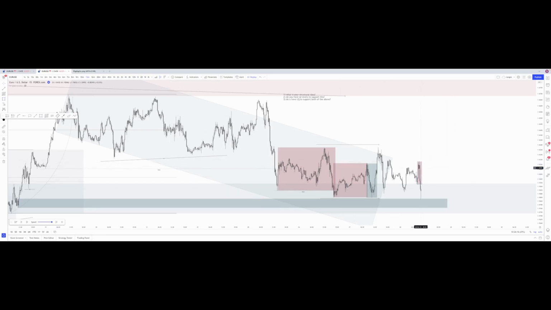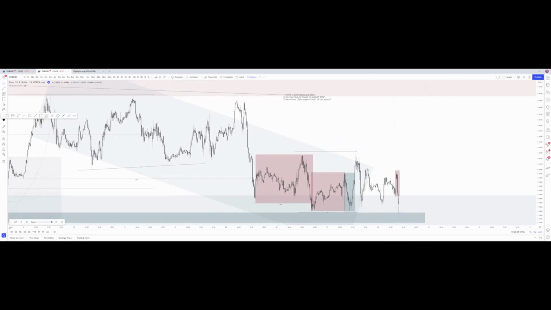So really this is what we want to see go. If we see this go, cool, we've tapped into the refined supply, we've run this liquidity now, we still have a bunch of available liquidity up the top. So now let's just monitor and see if this goes.